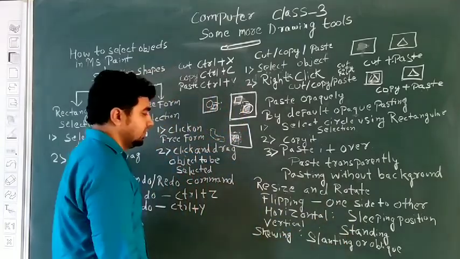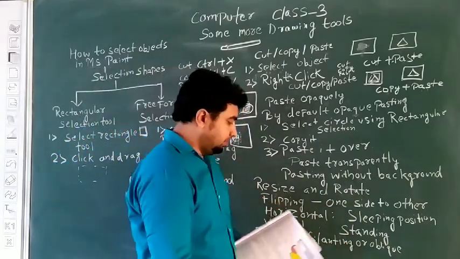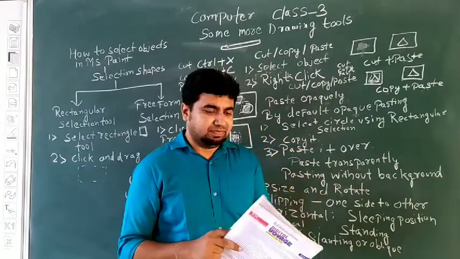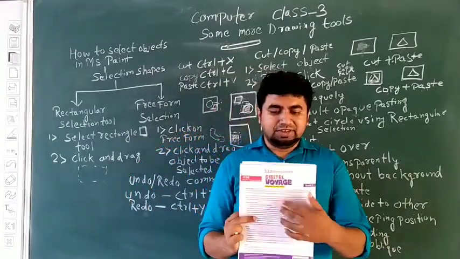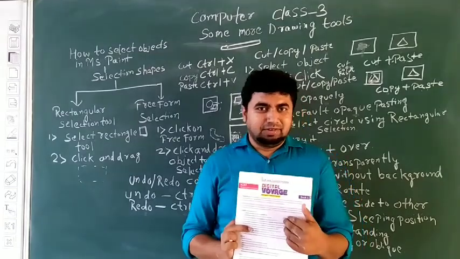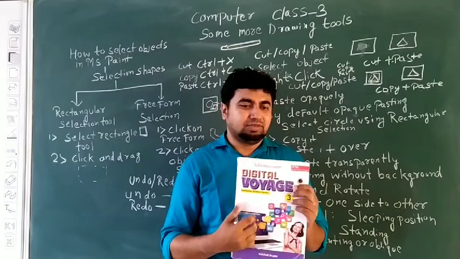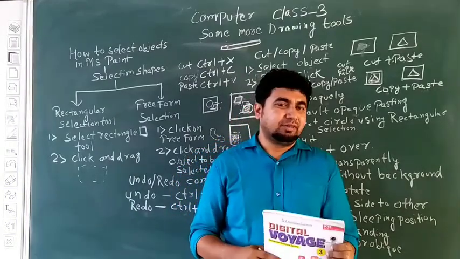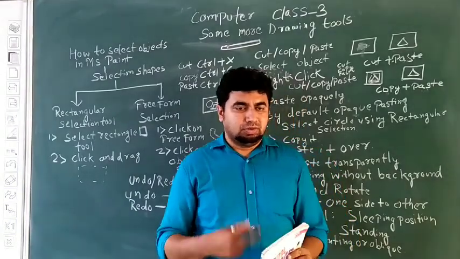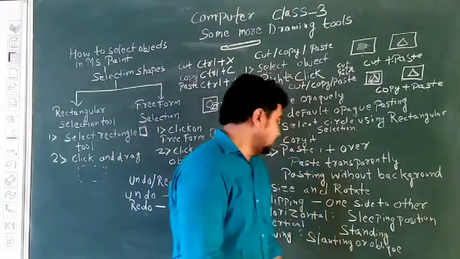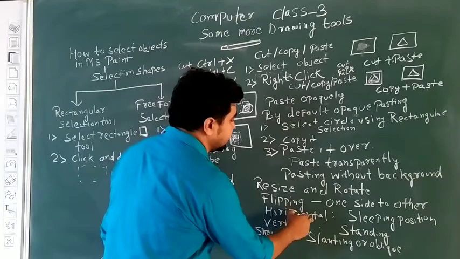Rotate means flipping. First is flipping. Flipping means, see, if I give one example. If this side is shown here, and I flip it, then this side is shown. So this is basically flipping. Flipping means you have to rotate it from one side to the other side. That is flipping. And a horizontal example.